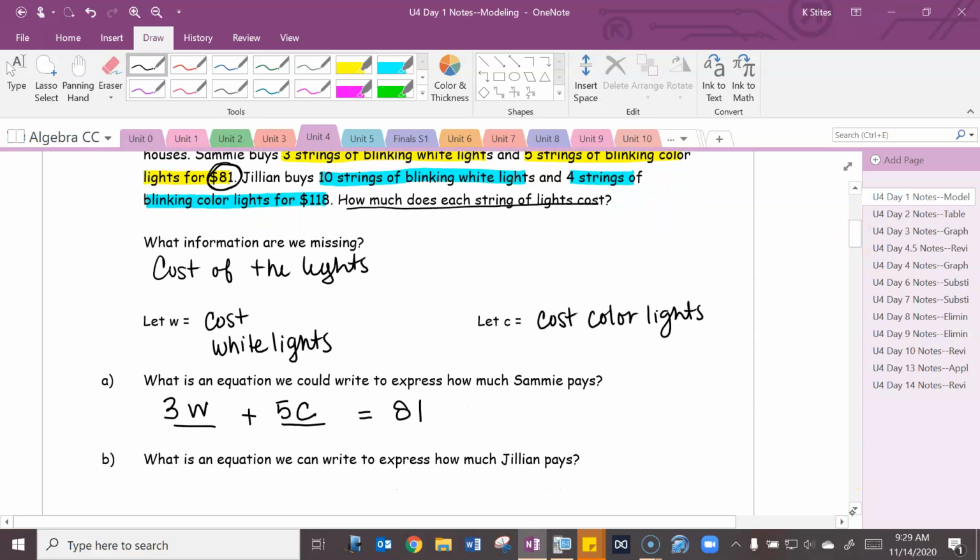All right, so we're going to do the exact same thing for how much Jillian pays. Jillian has 10 blinking white lights, so that's 10 times the cost of the white lights, 10W. And she also gets 4 blinking color lights. So 4, and the cost was C, 4C. And together, so a total, she spent $118.